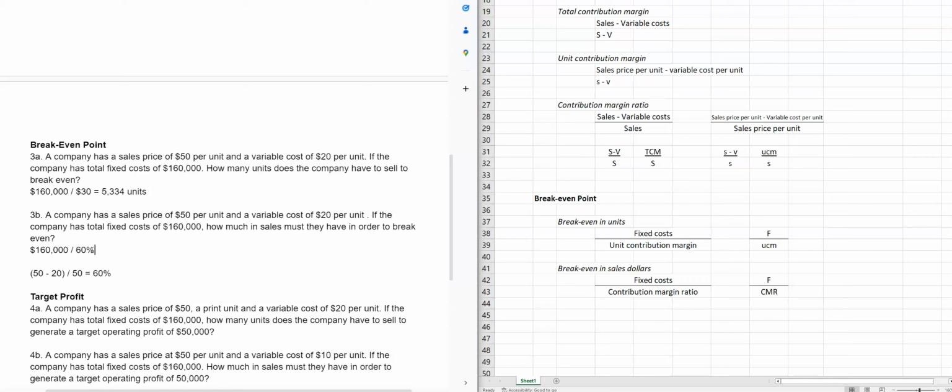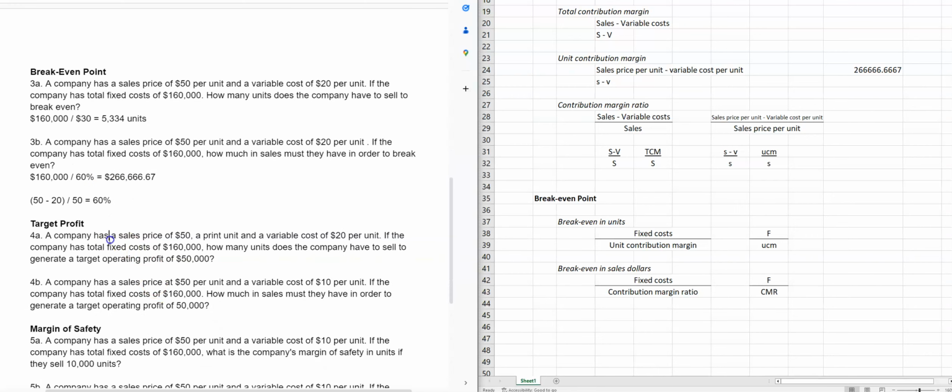So 160,000 divided by 60%. I'm going to do that math over here. $160,000 divided by 0.6 for 60%. There you go. So we need to have $266,666.67, right? I am always going to round up to the nearest cent, because again, this is in sales dollars, so I am going to round up to the nearest cent, which is 2 decimal places. There we go. Okay. So as long as they have that much in sales, they are good to go.